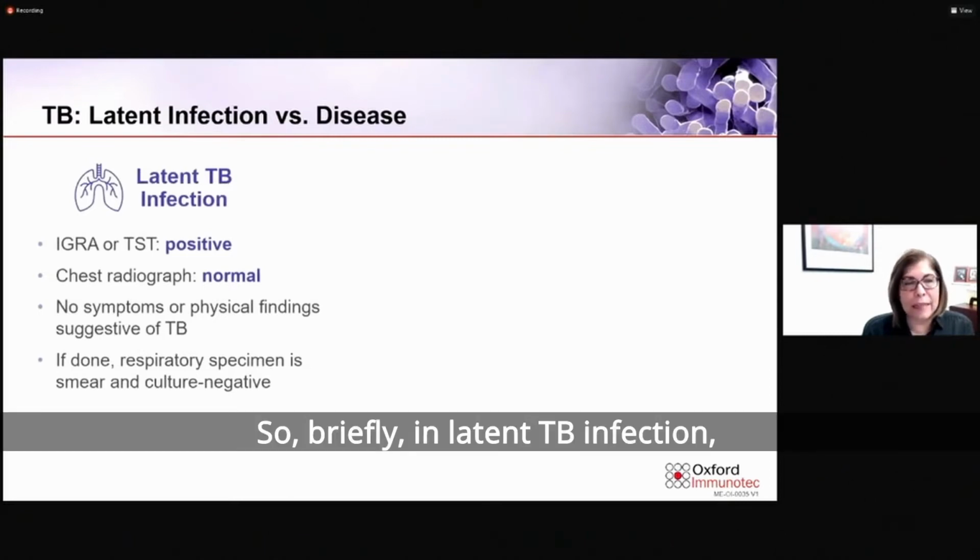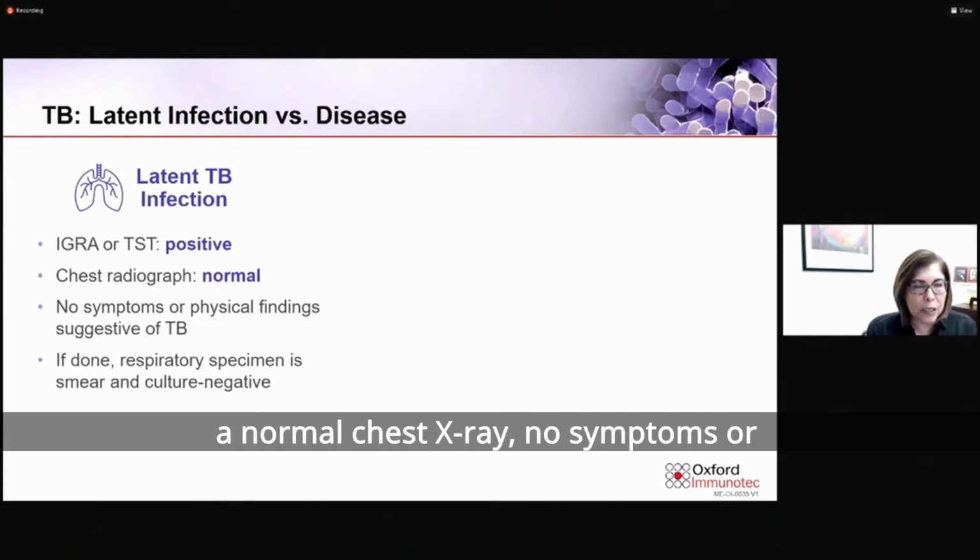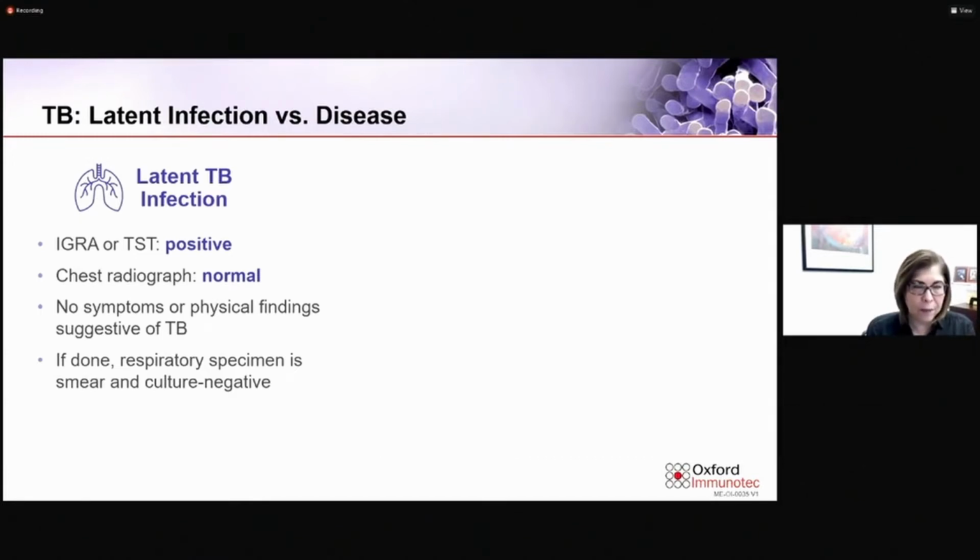So briefly, latent TB infection. In latent TB infection, what you observe is a positive IGRA or TST, a normal chest X-ray, no symptoms or physical findings, and if respiratory specimens are sent, they are smear and culture negative.